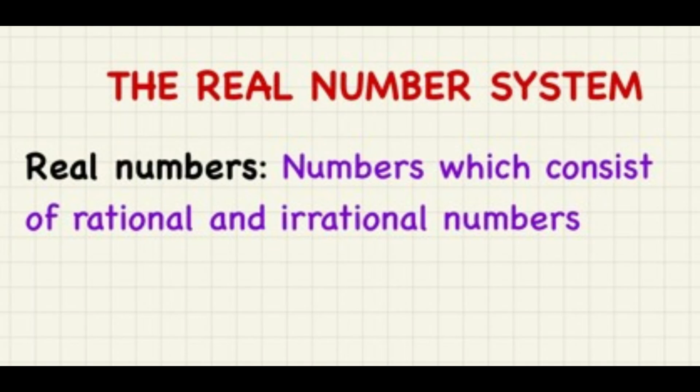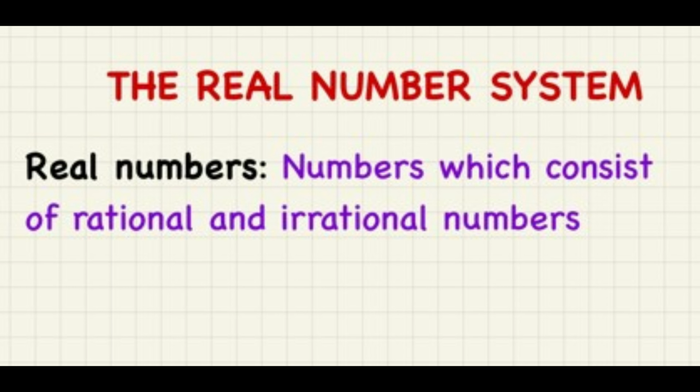Real numbers are numbers which consist of rational and irrational numbers. These numbers can be plotted on a number line. So this means if you have a number and it can't be plotted on a number line, just know that it's not a real number. Okay. So the first thing that we'll look at is the rational numbers, and then we'll follow with the irrational numbers.